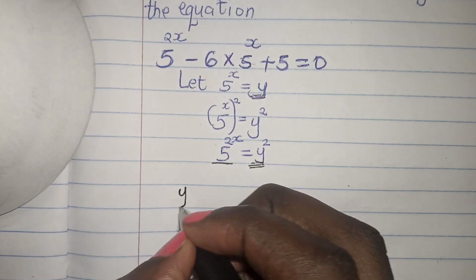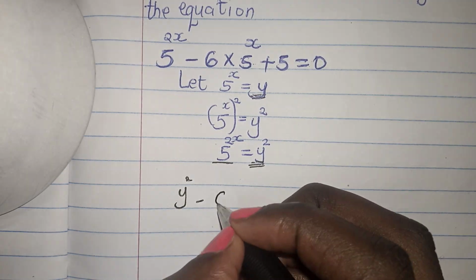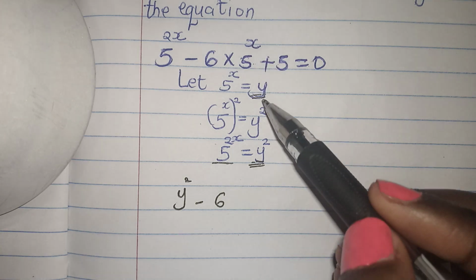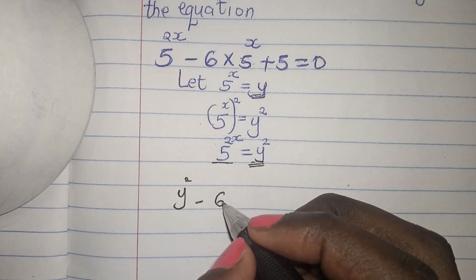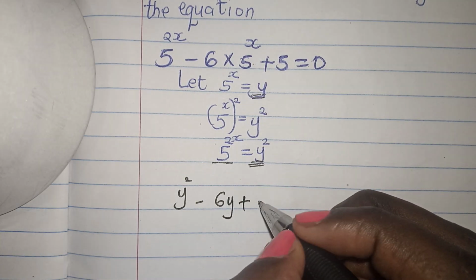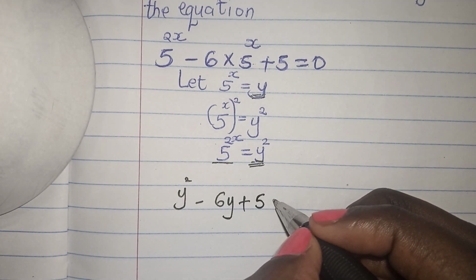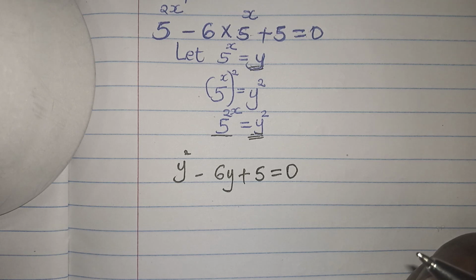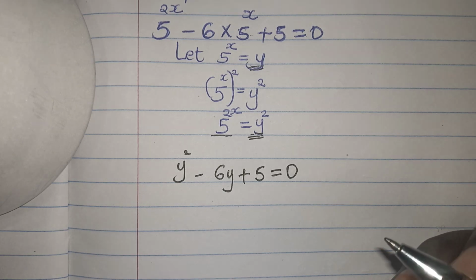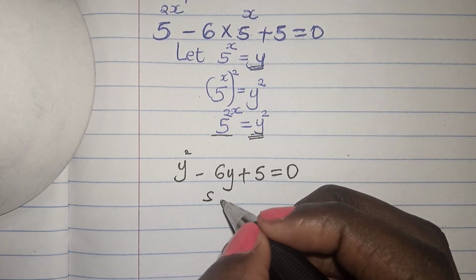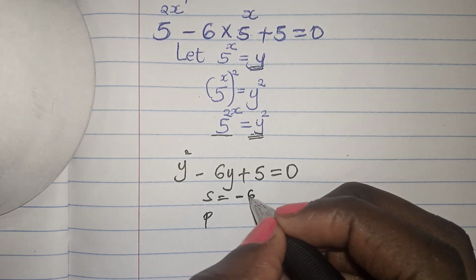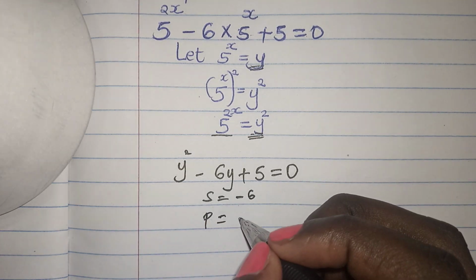So this is y squared minus 6 times 5 to the power of x, which is y. So this gives me y squared minus 6y plus 5 is equal to 0. So this is a quadratic equation, and you can solve this quadratic equation. I'll look for the sum and the product. My sum here is -6, and my product here is 5.